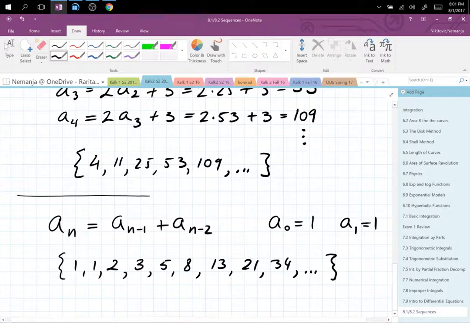So Fibonacci sequence is using the recursion.